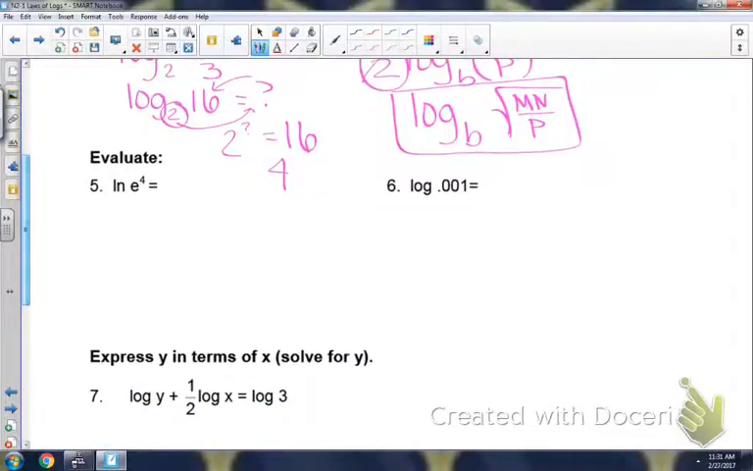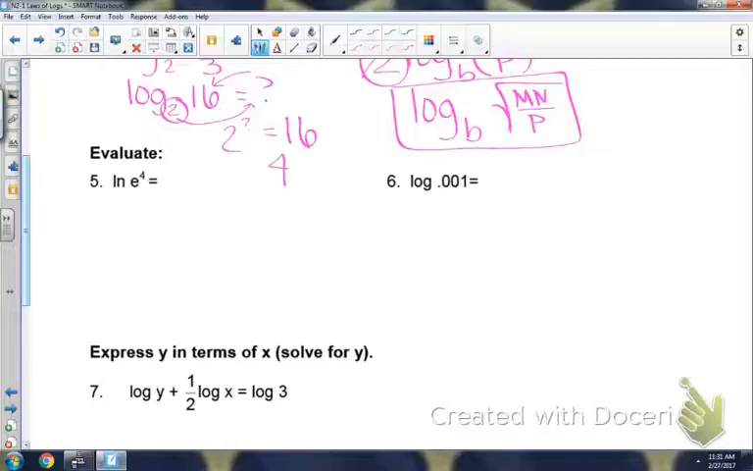Alright, 5 we're evaluating, so this is what we did last unit. Of a natural log, we have base e. To what power gives us e to the 4th? So answer would be 4. It gave us that exponent there.